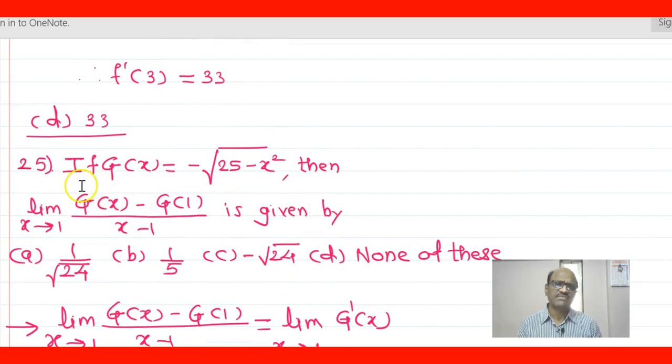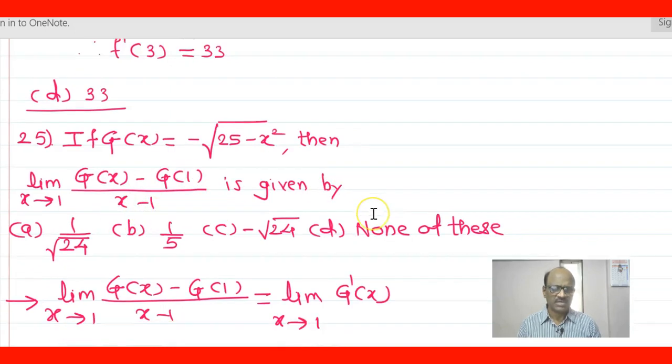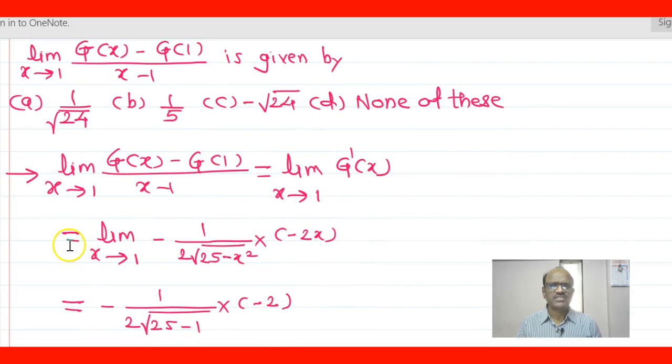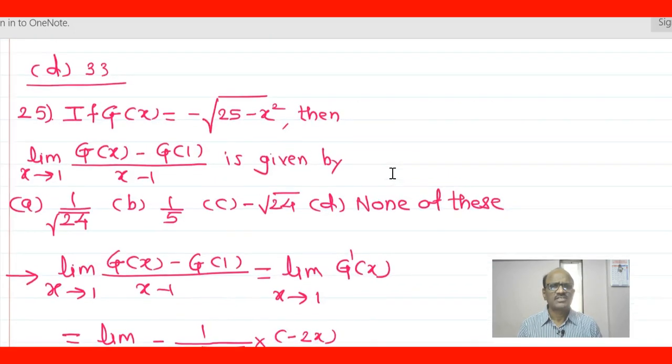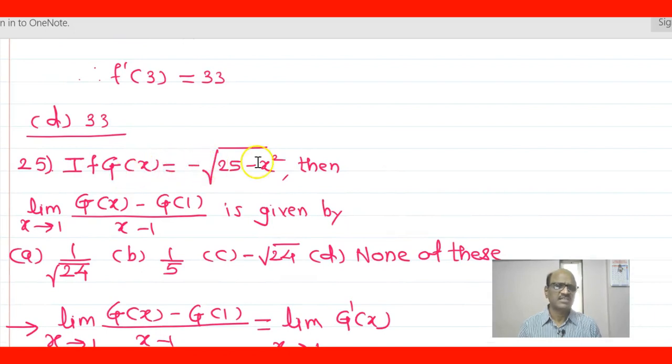Now next question: if g(x) is equal to minus the square root of (25 − x²), then find the limit as x tends to 1 of (g(x) − g(1))/(x − 1). Now here again, by using the first principle, the limit as x tends to 1 of (g(x) − g(1))/(x − 1) is nothing but g'(x). Now what is g(x)? It is given as minus the square root of (25 − x²).